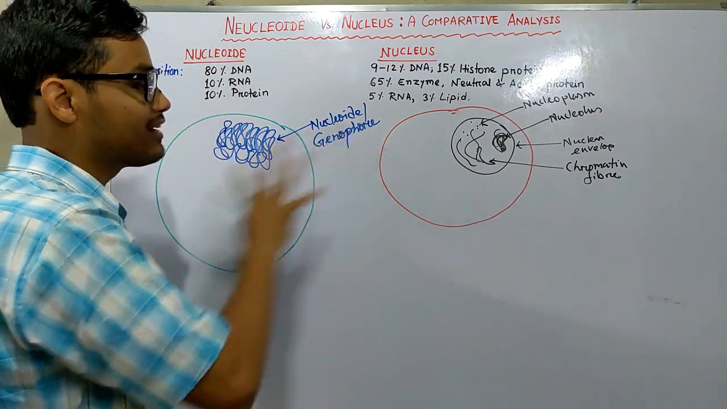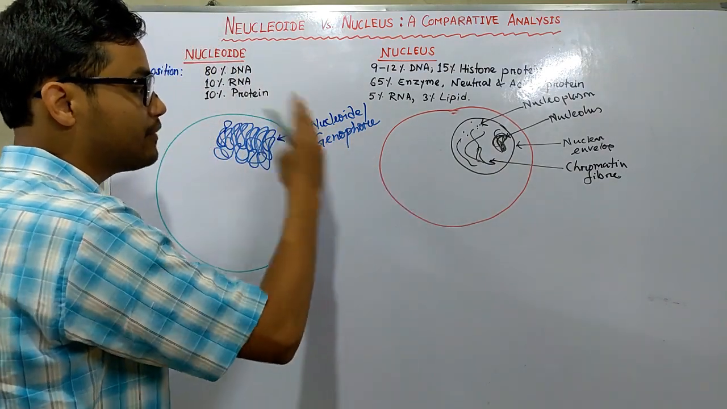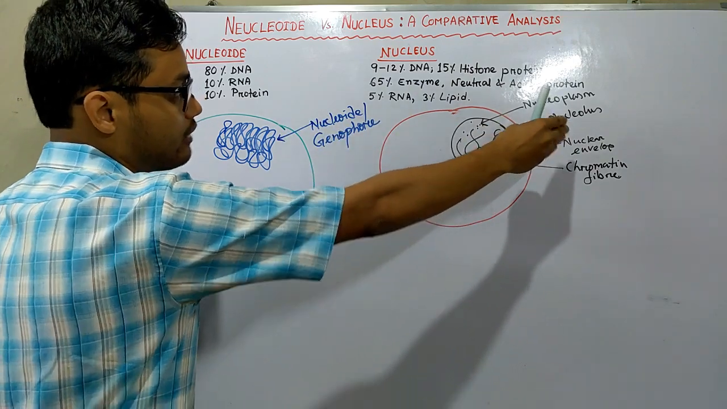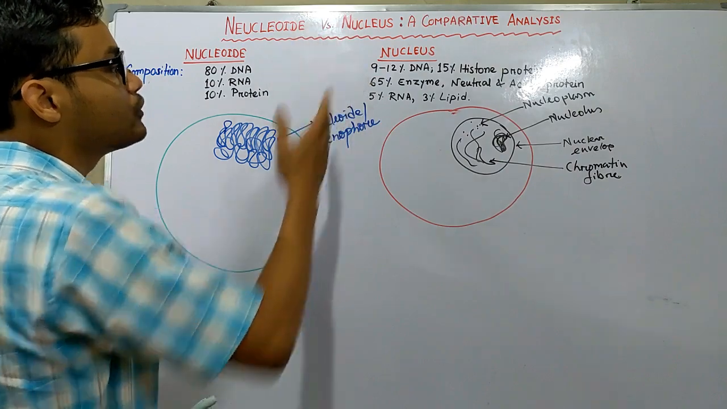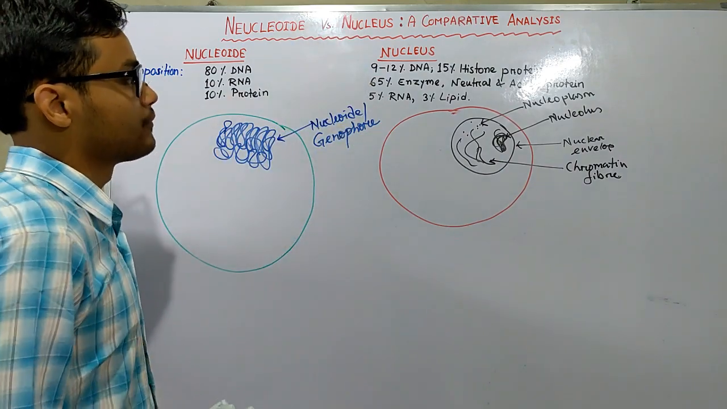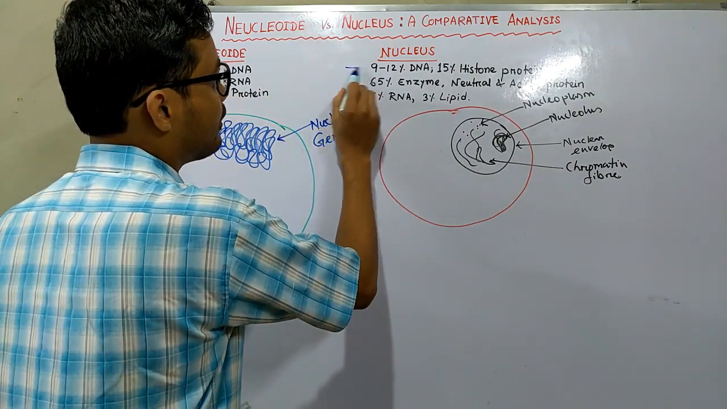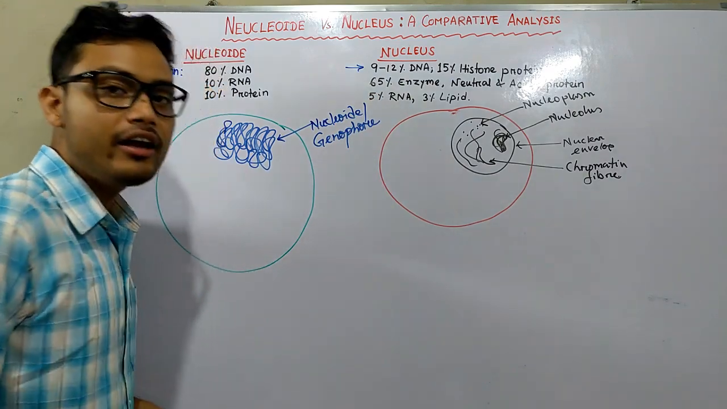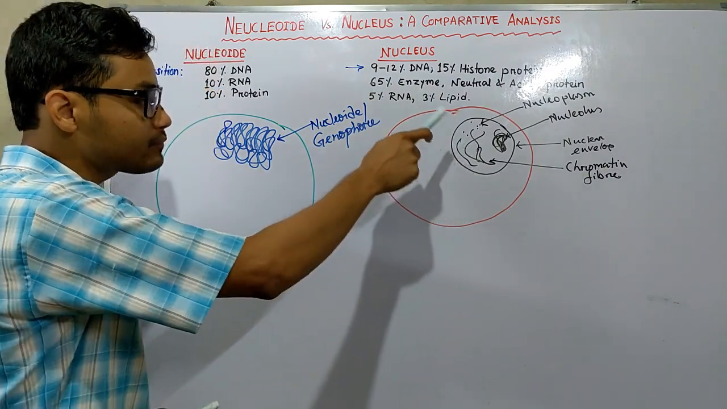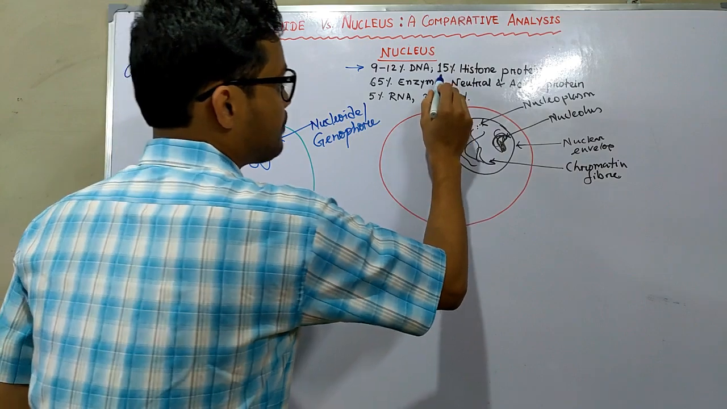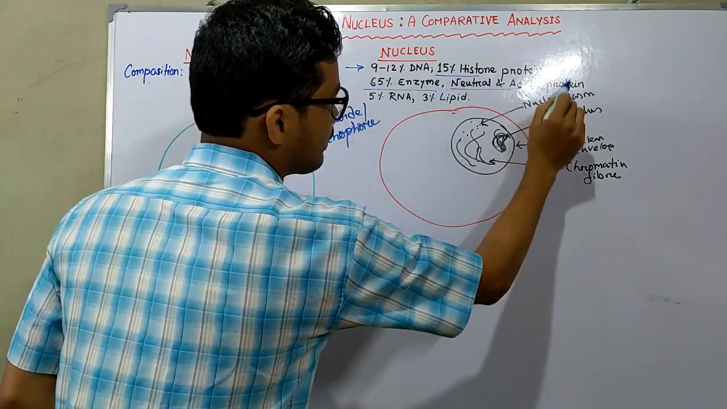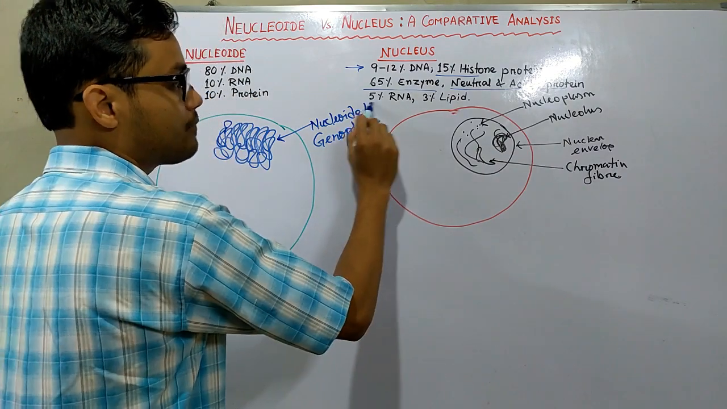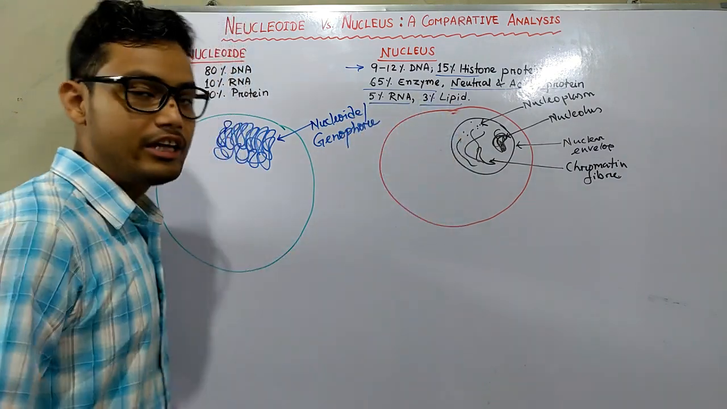So what is the major difference between these two? That means nucleoid and nucleus. Let's check out the composition of those two genomes. In case of eukaryotic cell, 9 to 12% DNA is present in their nucleus, and 15% histone proteins, 65% enzymes and neutral and acidic proteins, 5% RNA, and 3% lipid is present.